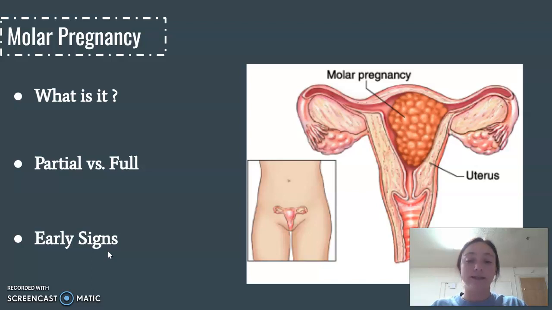A D&C, or a dilation and curettage, is used to treat molar pregnancies. D&C is used to remove abnormal tissues, and in rare cases, chemotherapy is used for treatment.